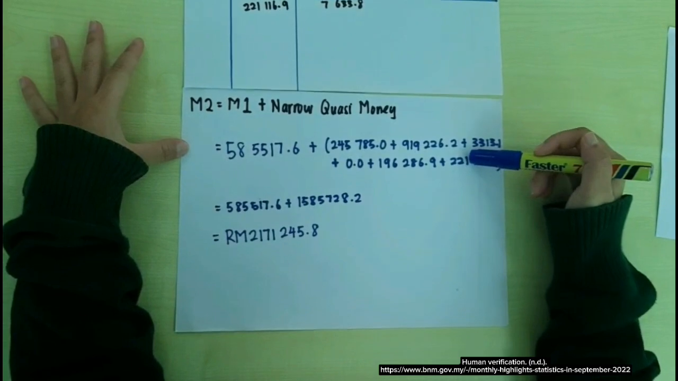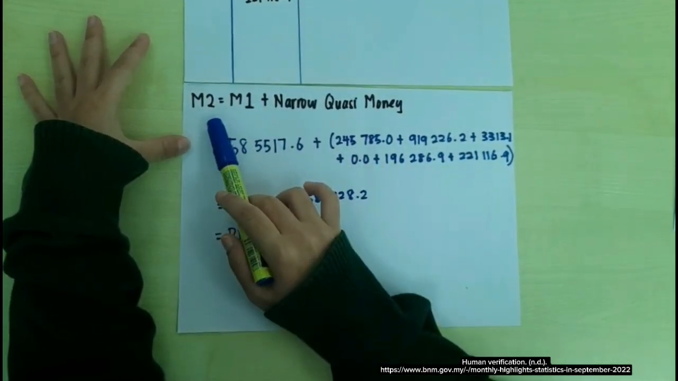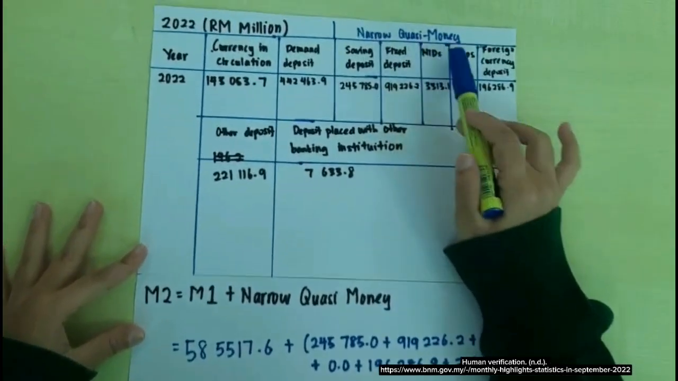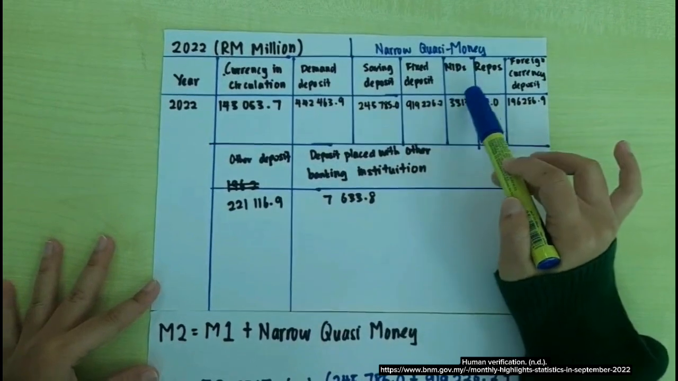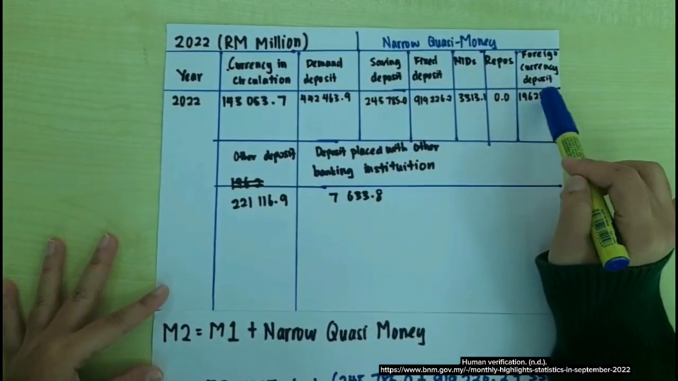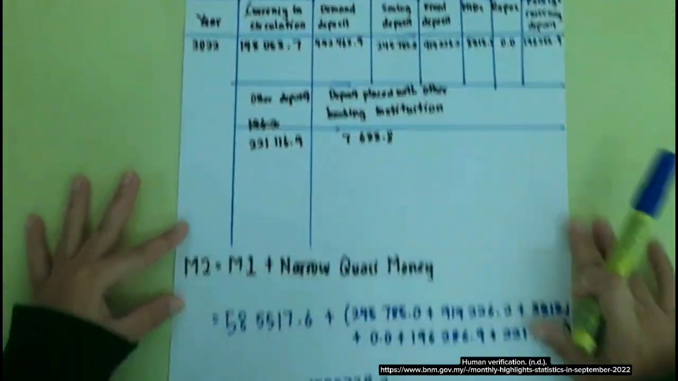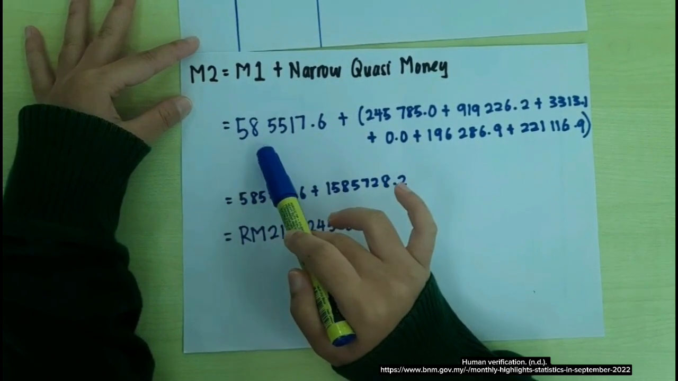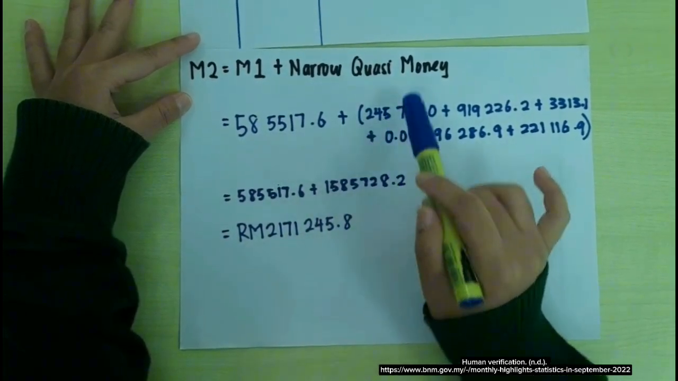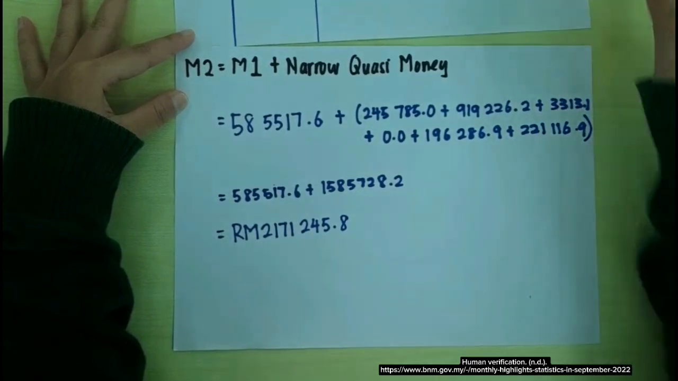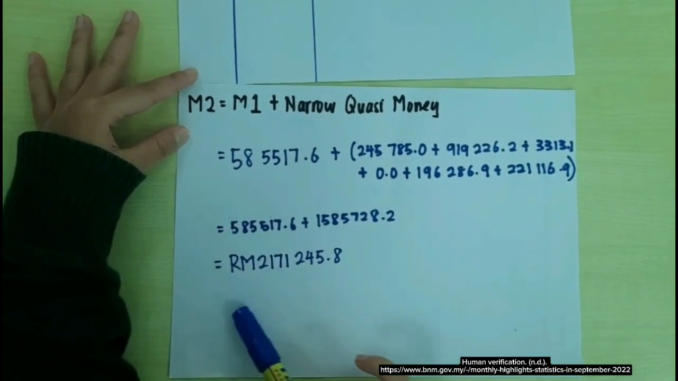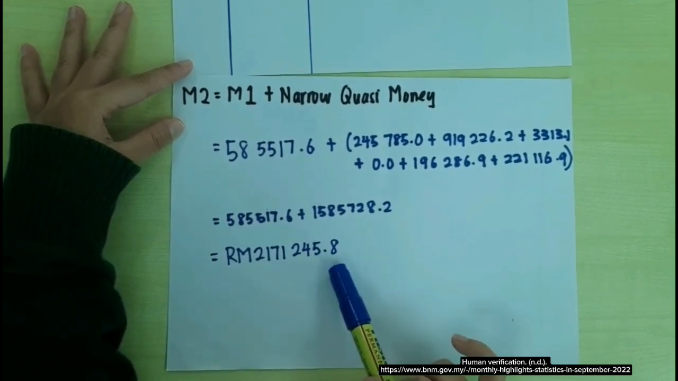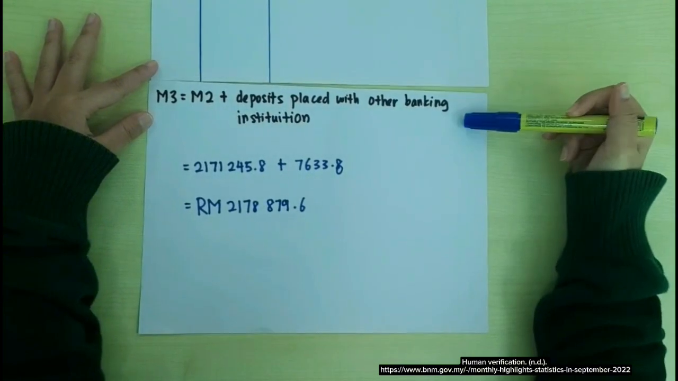Alright, so for now we will count M2. M2, basically the formula is M1 plus narrow quasi-money. As I explained just now, narrow quasi-money is saving deposit plus fixed deposit plus NID plus repos plus foreign currency deposit plus other deposit. So here we can find out the value. M1, 585,517.6, plus the total sum of narrow quasi-money. And the total that we get for M2 is 2,171,245.8.